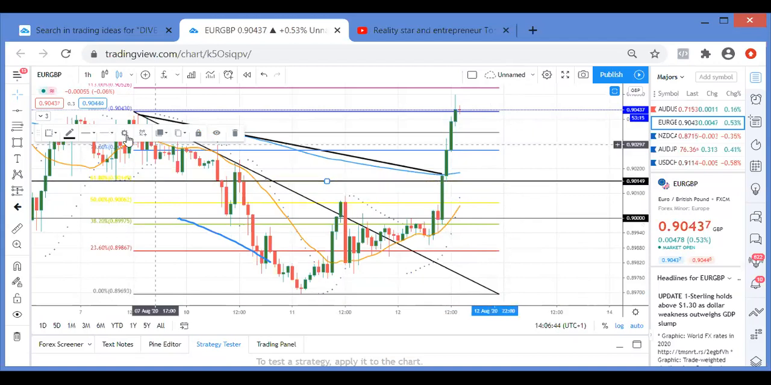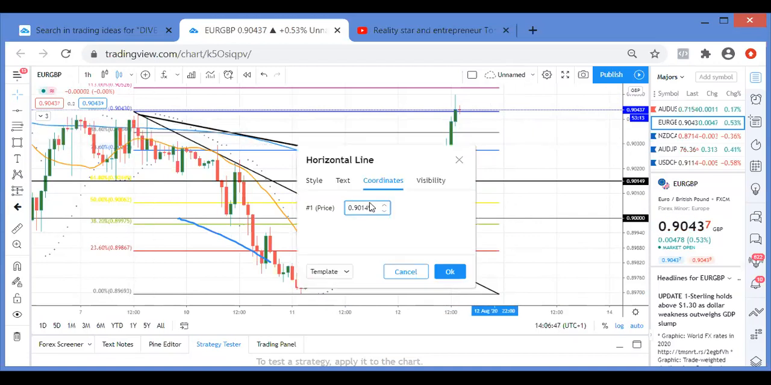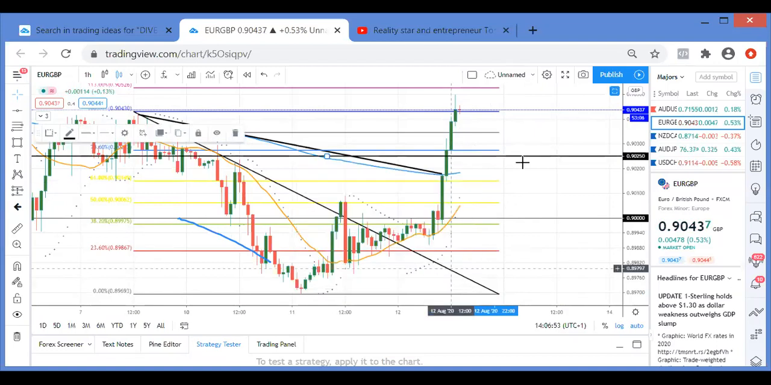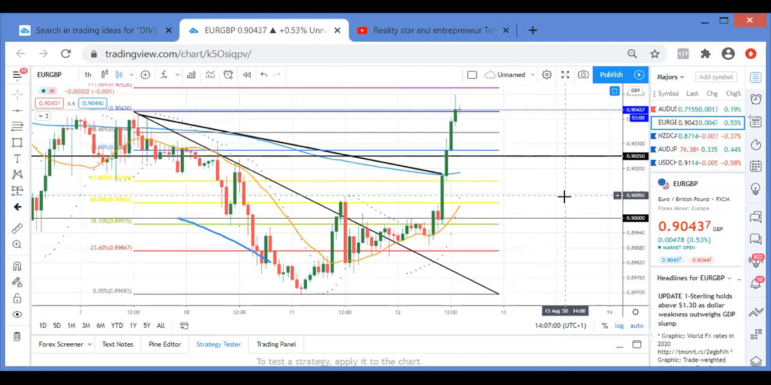And I go to my settings. Nearest quarter points, 250. Now look what happened. Guys, can you see how my line is above my 200 moving average? Yeah. So I'm not interested.